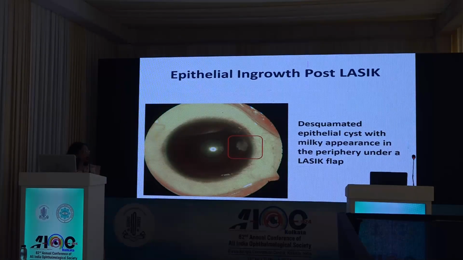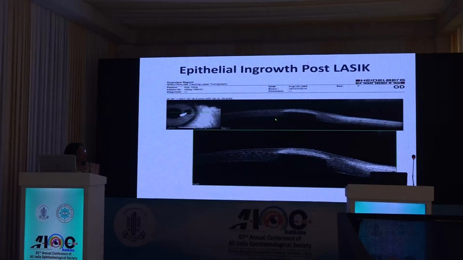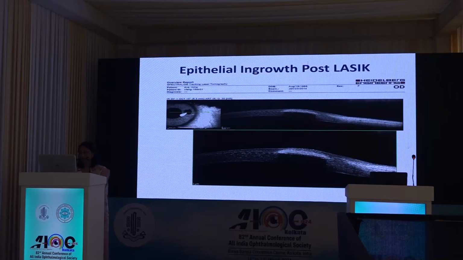So here is an interesting case of epithelial ingrowth, which looks like this milky fluid in the periphery. Now in this patient, either we can observe the patient or we can remove the epithelial ingrowth. But if you do AIOCT, the extent of the epithelial ingrowth is much wider, and there was overlying flap melting or thinning. So we decided to remove the epithelial ingrowth.